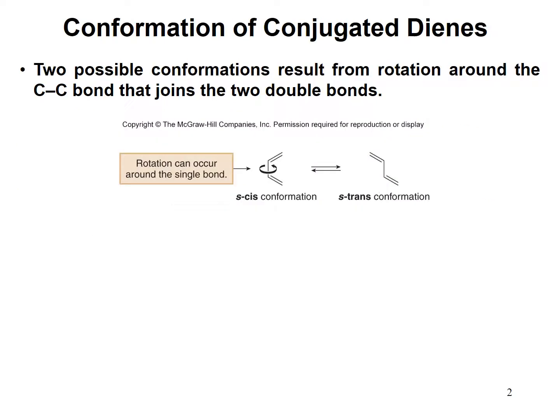When we have conjugated dienes, there's 2 possible conformations that result from the rotation around the carbon-carbon bond that joins the 2 double bonds together. We can have an S-cis conformation, where both of the double bonds are on the same side based on rotation. Or we're going to have an S-trans conformation, where the double bonds are separate on either side of where the sigma bond is.